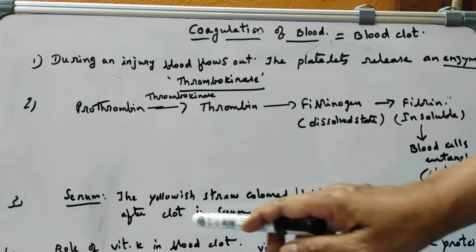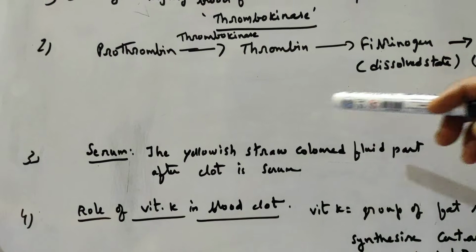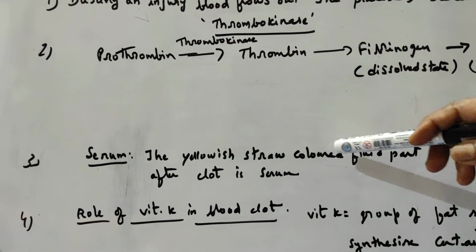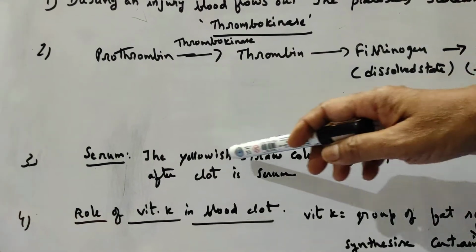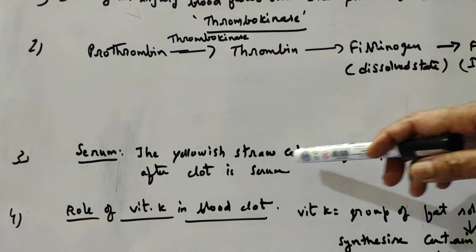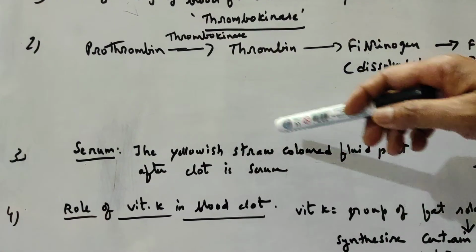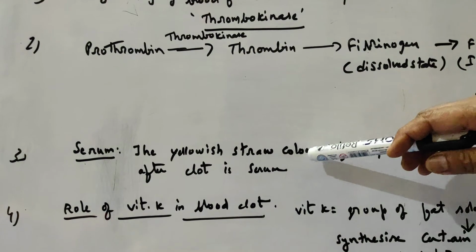Then next one is serum. What is serum? The yellowish straw-colored fluid part after the clot is serum. After the clot, around that we can see some watery substance. This will be in yellowish straw color, and this is the fluid part of blood itself, and this is serum. So after the blood clot, whatever liquid we can see on the wound is nothing but the serum.